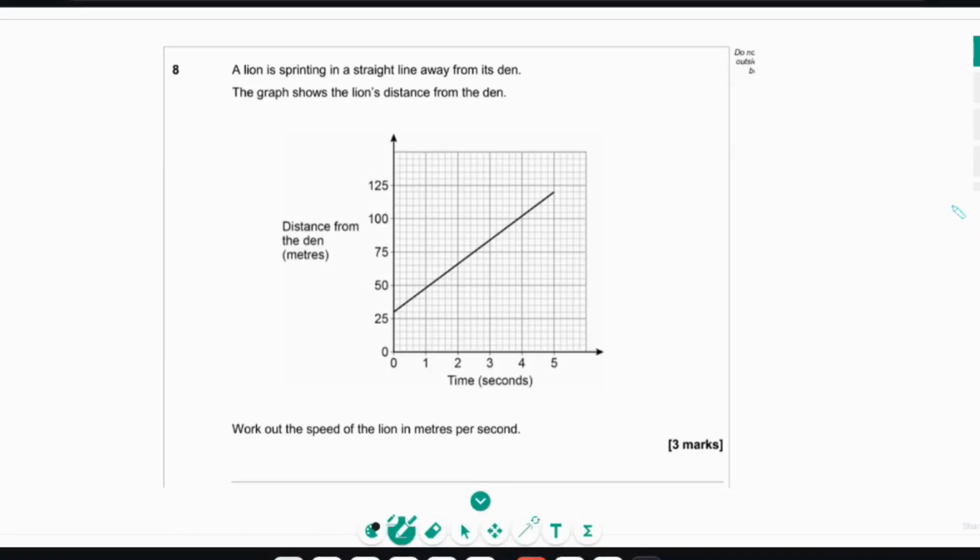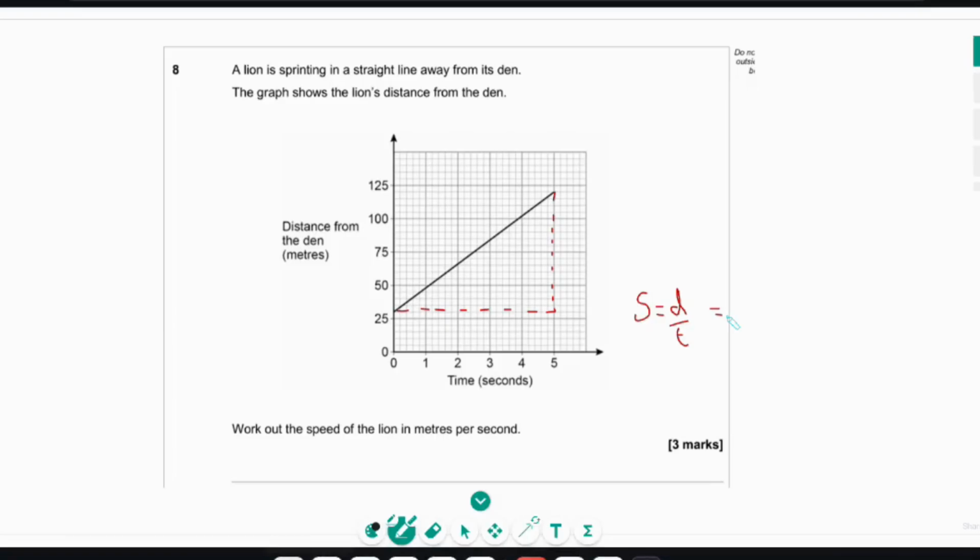A lion is sprinting in a straight line away from its den. We've got a speed, distance, time graph here. Work out the speed of the lion. The speed equals distance over time. I could get this really anywhere along the line. I'm going to work out the total distance divided by the total time. You could just find your gradient anywhere along that line. You'll get the same answer.